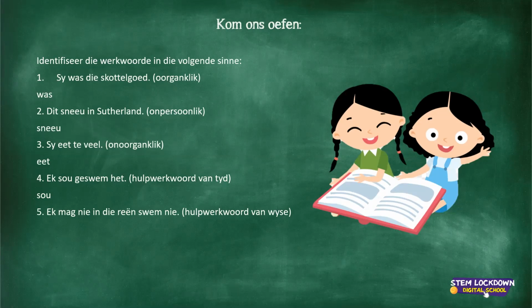So the main verb, something's helping it, so it's a word that helps the main verb. What would that be? Ek mag nie in die reën swem nie. 'n Hulpwerkwoord van wyse. Oh, sorry, and I saw Boele actually answered eet. Thank you so much. No, nie is a ontkenningswoord, it is mag. Ek mag nie in die reën swem nie.